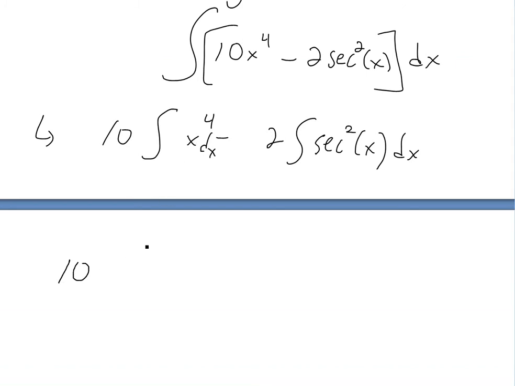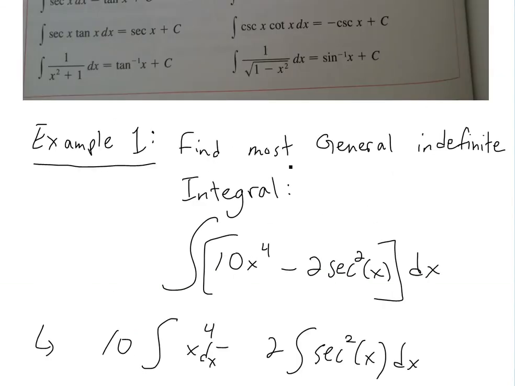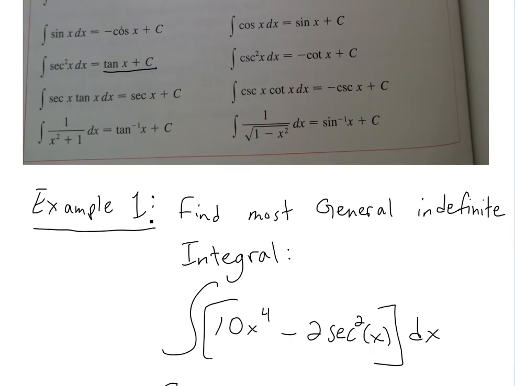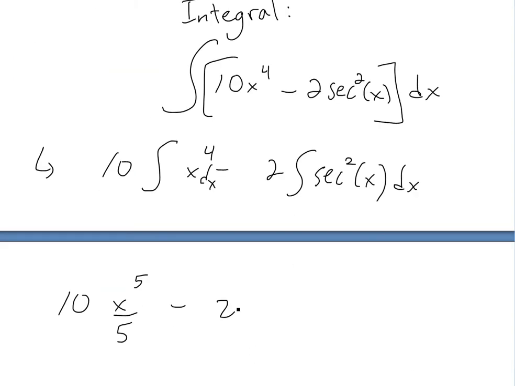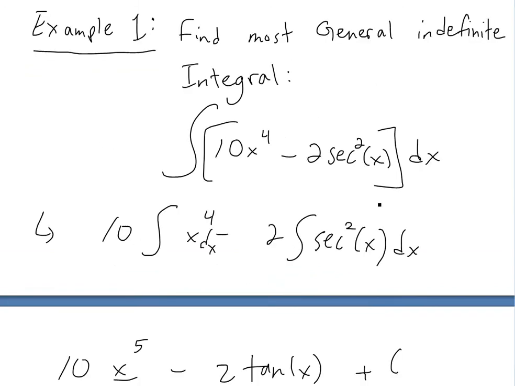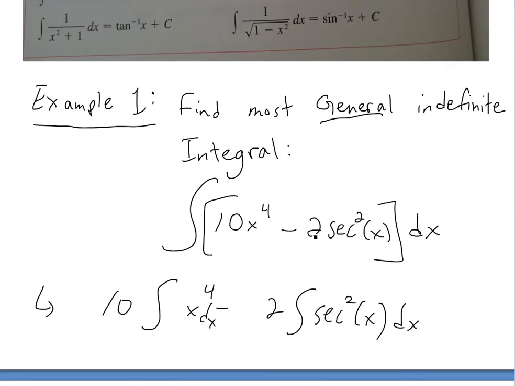In this case, the x^4 is just going to be x^5 over 5, because if you take the derivative of this it will be just x^4 using the power rule. Then minus the integral of secant squared x, using this table. You'll see the proof of this in the video link below. It is tan x plus c. So we're going to get 2 tan x, and then we always have to add a constant here because we're asked to find the most general indefinite integral.